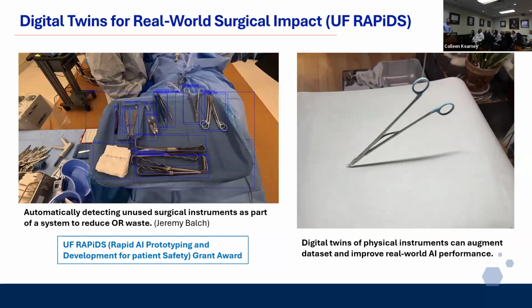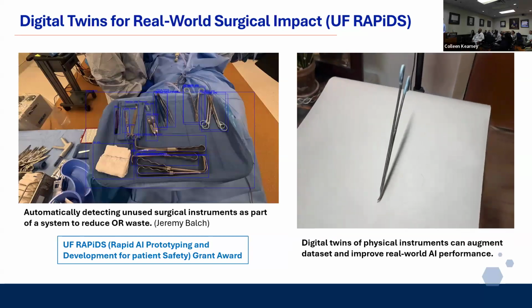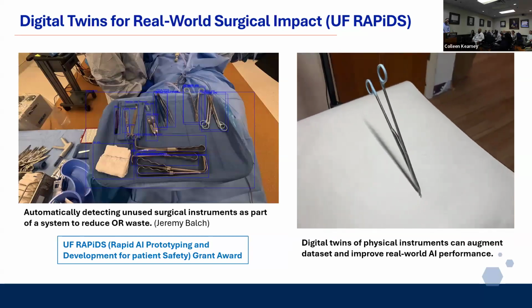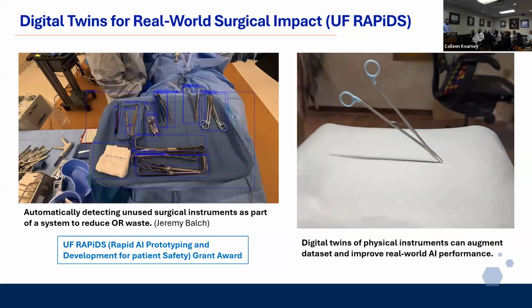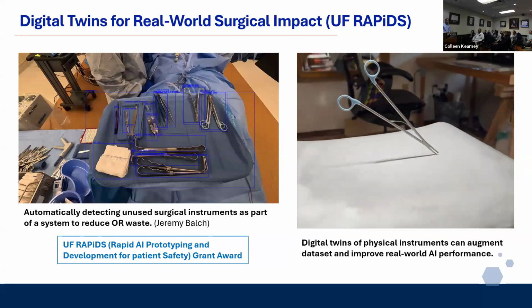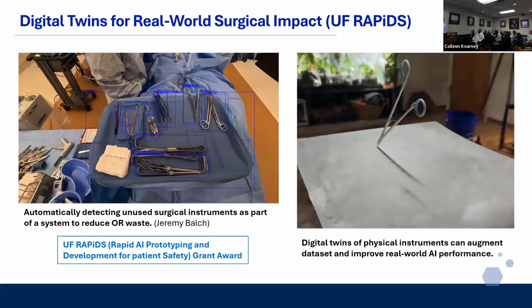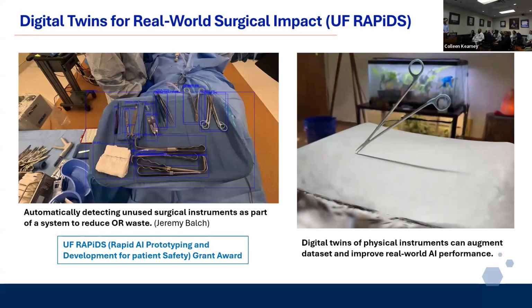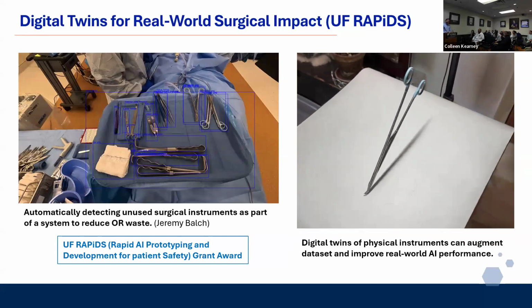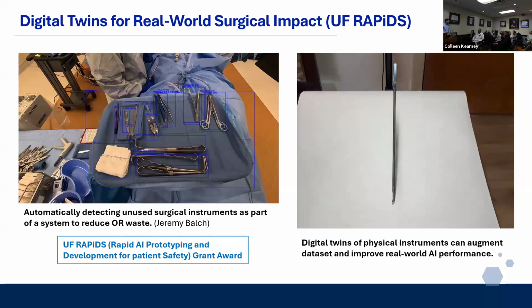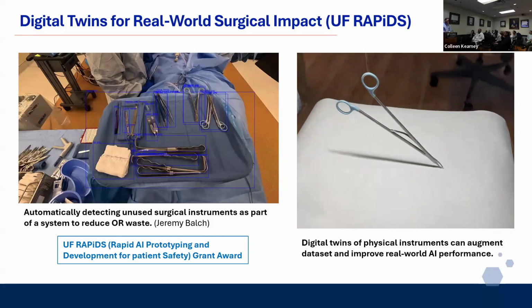One of my PhD students and also surgical resident, Jeremy Balch, is also working on a digital twin of tools. He's looking at identifying surgical instruments on the tray in an effort to potentially reduce waste in the OR. So identifying which tools weren't ever used, and over time, maybe a surgeon never uses certain tools. So you can stop offering that, or offer it at a second layer or something like that.